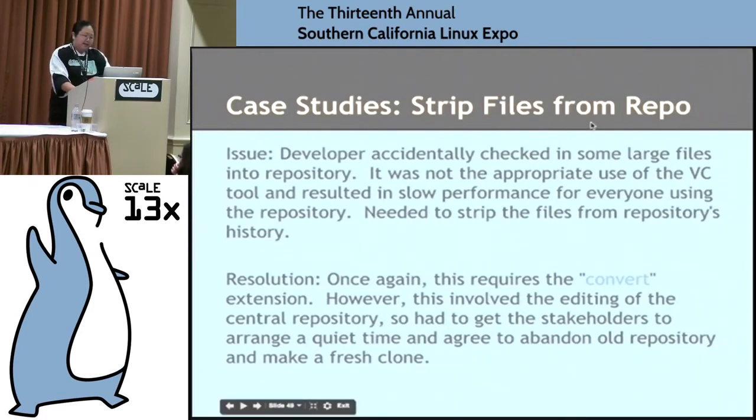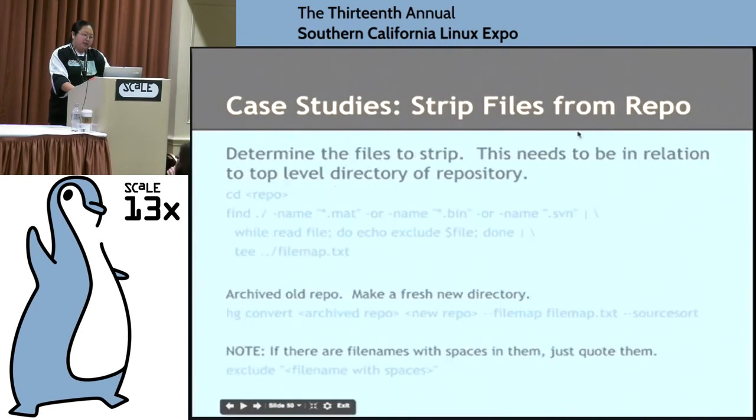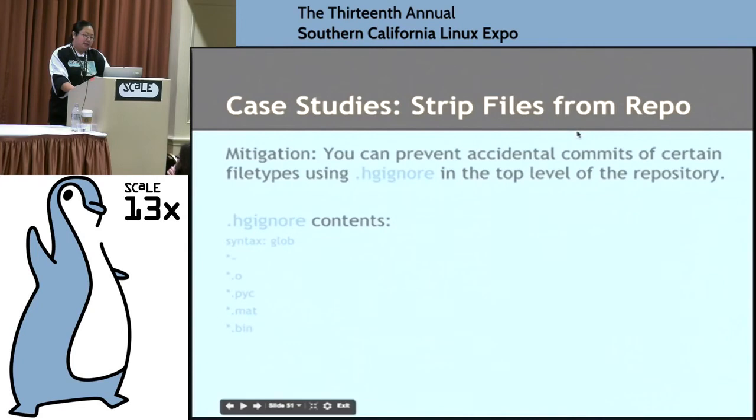And so again, this is where I use the convert extension. But the thing that you should get out of this is the mitigation step, which is the reason why this file got checked in. It was accidental. In Mercurial, because it doesn't have a staging area, when you're adding files to Mercurial, you basically can add everything in the directory, even things like build artifacts or temporary files that you make. They can accidentally get checked into the repository and take up space and cause you issues.